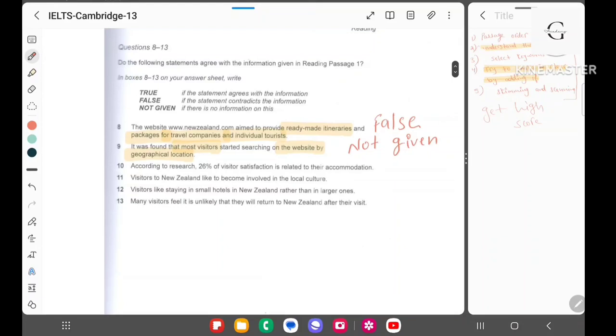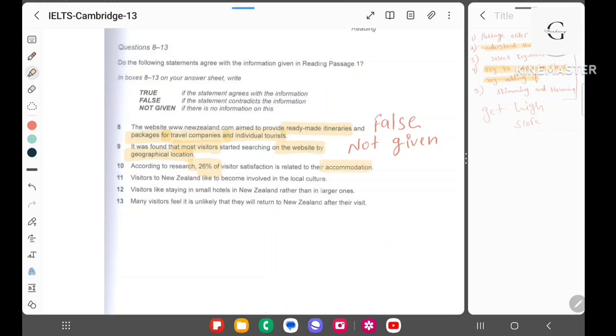It's quite easy because we have found a percentage here. So let's do the same. Passage order, understand the question, select keyword, try to add if, skimming and scanning. According to research, 26% of visitor satisfaction is related to their accommodation.